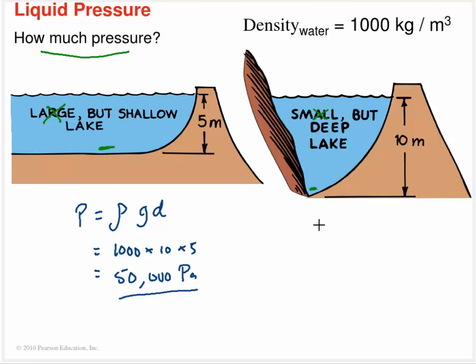be that large. So right over here, we're going to say the same thing. It's going to be 1,000 times 10 times 10, and so the pressure here is going to be 10,000 pascals. When we're dealing with pressures, very typically we are talking in the 10 to 100,000 pascal range.